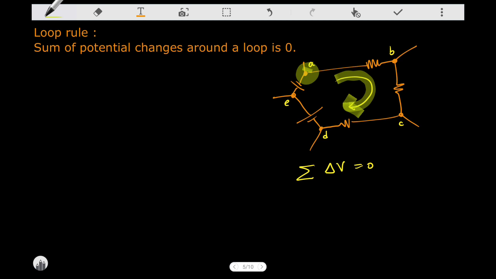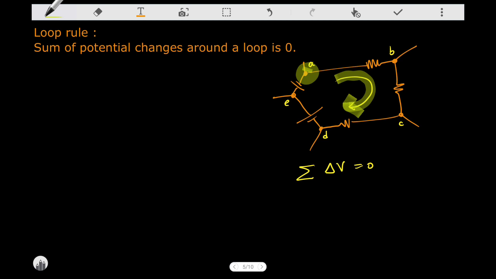So as a result, when we are traveling around the loop, if I just compute the changes in the potential and then sum them up, I'm going to find the total change in the potential. So that means it's going to be VA minus VA. So it's final minus the initial, but they are the same. So therefore, the total change in the potential should be equal to 0.